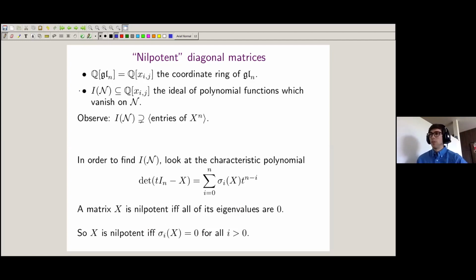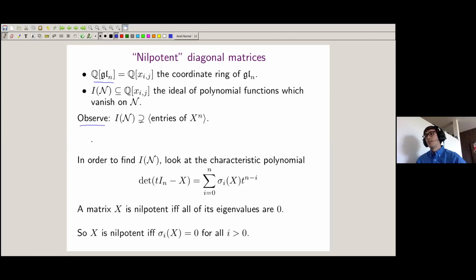So a little bit more notation. Q bracket GLn is the coordinate ring of GLn, n by n matrices. That's just a polynomial ring on the variable entries. And we'll let I of n be the defining ideal. That's just the ideal of polynomial functions which vanish on n.